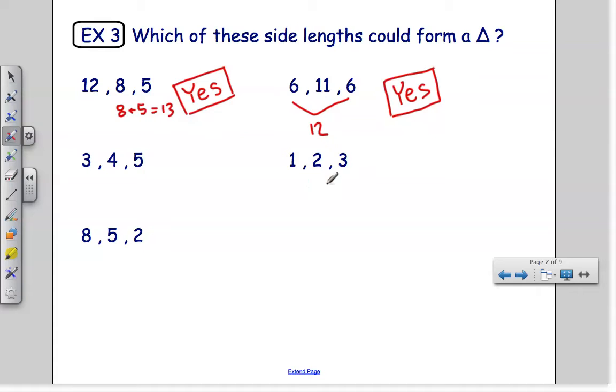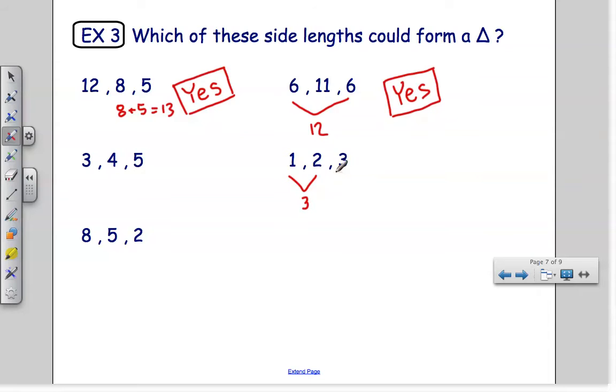I'm also going to do this one here. How about sides of 1, 2, and 3? The longest side in this case is 3. So the real concern is, do 1 and 2 together exceed this longest side? Well, 1 and 2 together when added is 3.